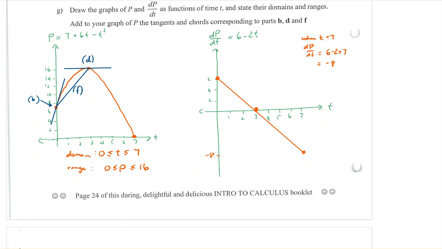Okay, we still need the domain and range. So domain, we're talking about the t values are between 0 and 7, just like for the other graph. The range is the dP over dt. The smallest value is negative 8. Good thing we worked that out. And the highest value is 6. So between negative 8 and 6. I know it looks a little bit funny having a dP over dt in the middle there, but that's what our y-axis is. All right, that is the end of that question, but there's still another one.